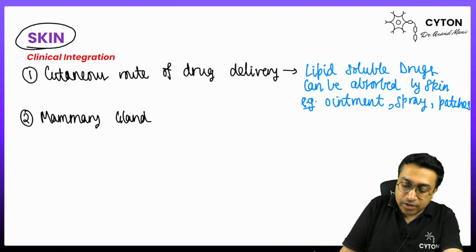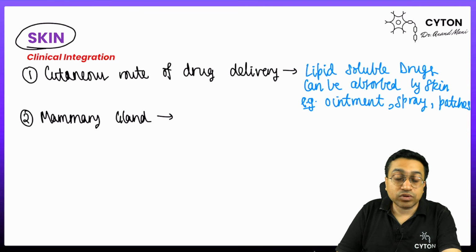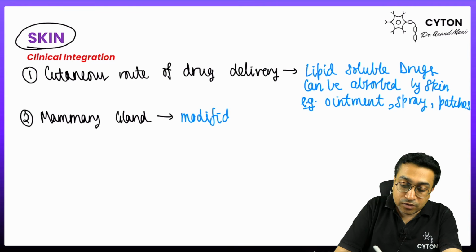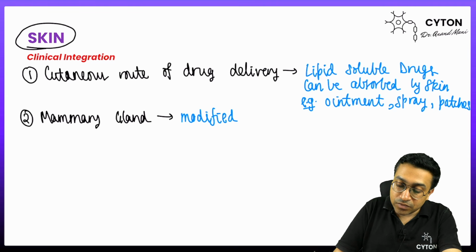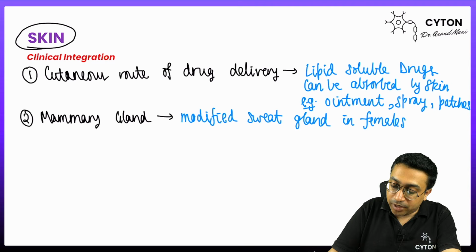The mammary gland or the breast tissue, you will be surprised to know, this is actually the modified sweat gland only. इस पे क्वेश्चन आता है MCQ. This is a modified sweat gland in females. We will take it up in detail structure wise in the upper limb.